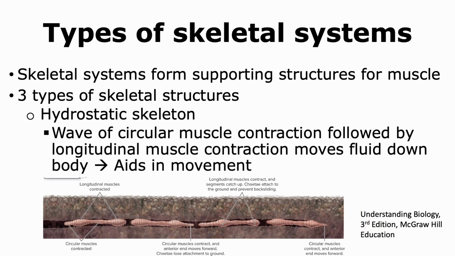In organisms that show the presence of a hydrostatic skeleton, there are waves of circular muscle contraction followed by longitudinal muscle contraction. These contractions cause changes in body shape and move fluid up and down the body, which enables the movement of the organism. A perfect example of an organism that has a hydrostatic skeleton is the earthworm.